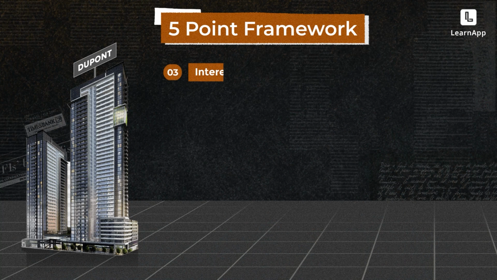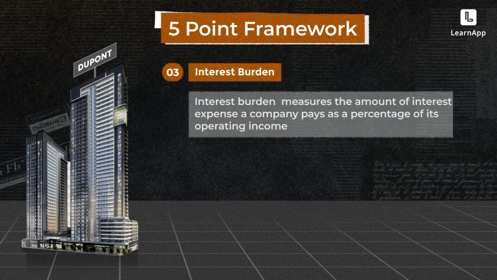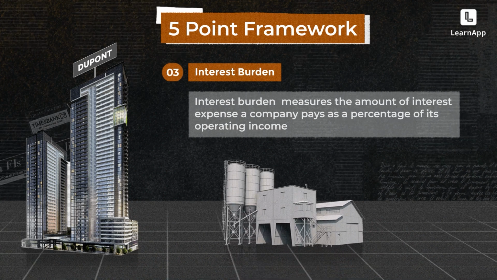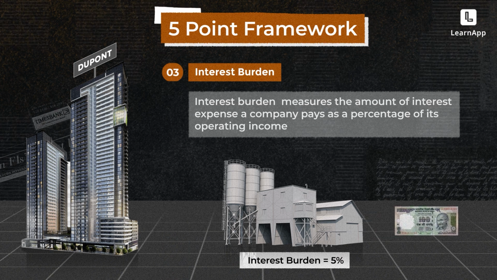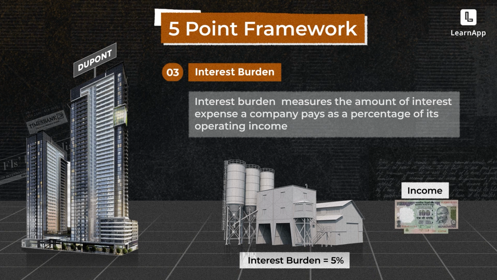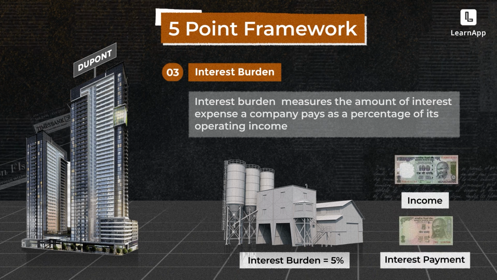Then we have interest burden. This is basically if a company has an interest burden of say 5%, it means for every 100 rupees in income, 5% is going into interest payments. Okay, so a high debt company will have a very high percentage of this. Yes. So here, the lower the better. There is no fixed number, but I'll give you benchmarks. Okay. So far so good, right? Yes. This is pretty straightforward.